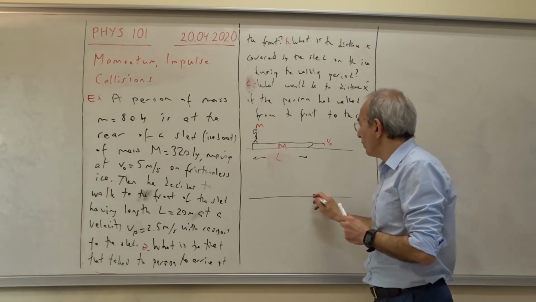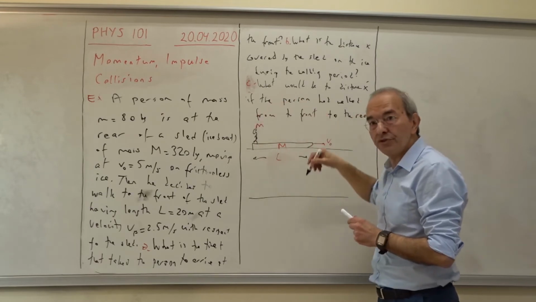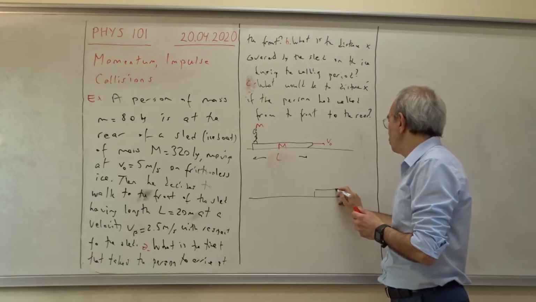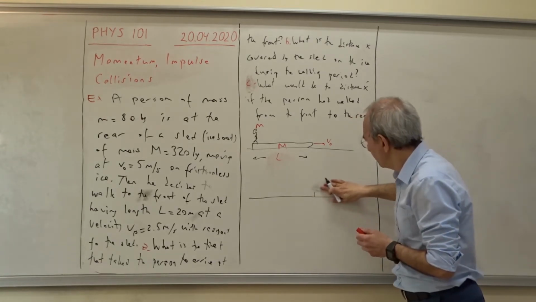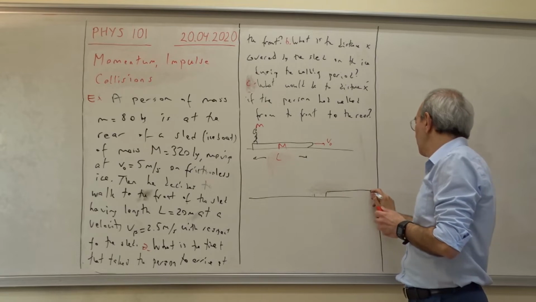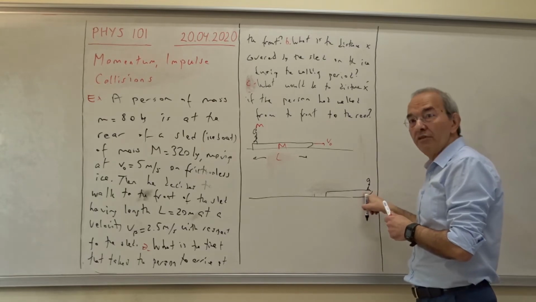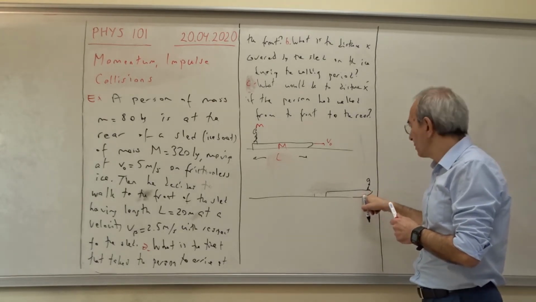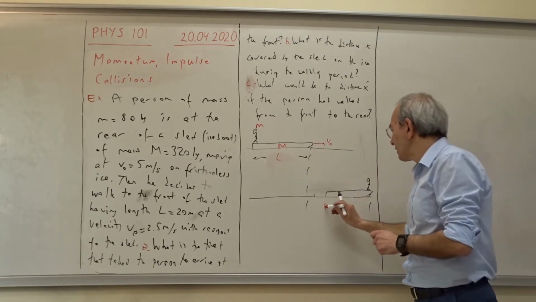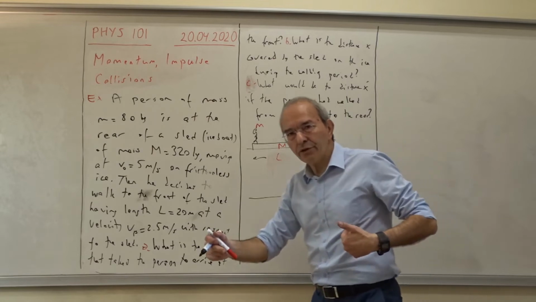Then what happens? Somewhere here, if the person starts to walk from the back to the front, then maybe this will be the situation, very far away with respect to the length of the boat, somewhere here. It will be like this. The person will have arrived at the front of the sled, and we want to find this distance from the front to the front. X is the unknown. Also, the time is unknown for this person to walk the length of 20 meters.